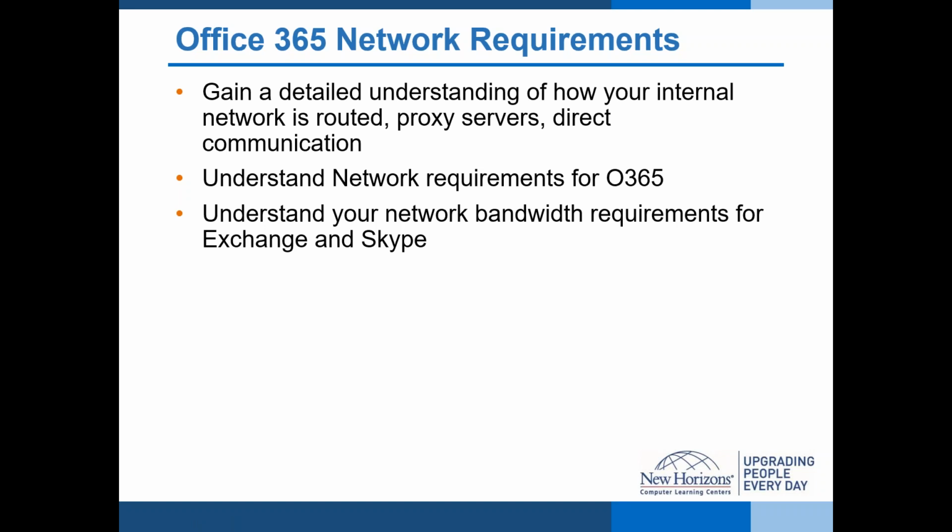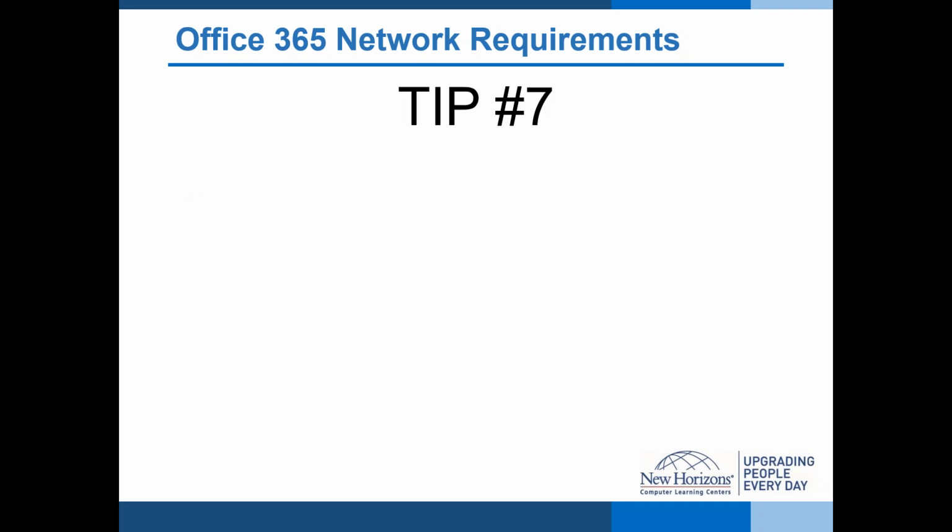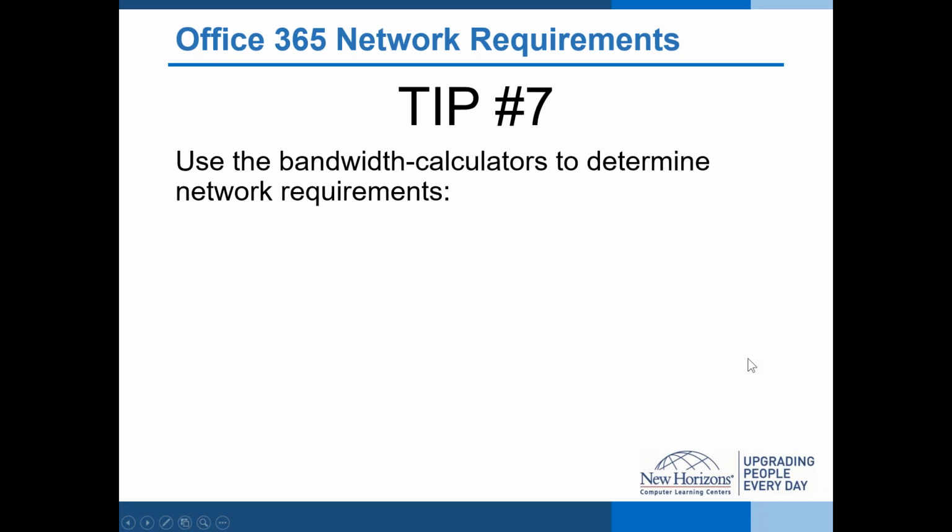The trick here is to document the existing internal network: where our routes are, where our proxy servers are, and where direct communication needs to be made. The next trick is to understand what Office 365 needs for Exchange and for Skype, and folks, there are calculators galore. We can use these calculators. There are several of these. So my next tip to you in network requirements is to use the bandwidth calculators to determine network requirements.